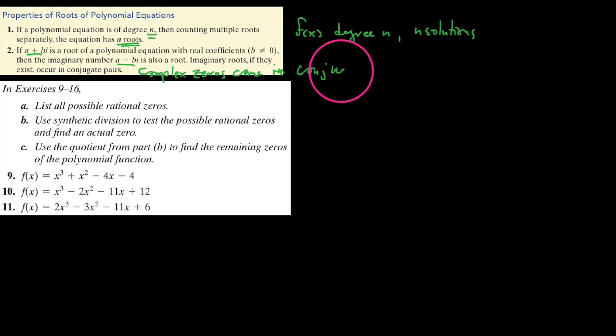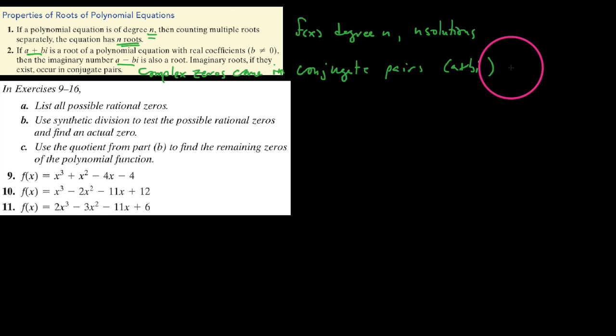Knowing these two things, we're going to keep them in mind when we go and find some zeros. We're just going to find the zeros of these. Some of them may be factorable, but we're going to start to look at things that aren't factorable, and the goal will be to use division to help us factor these. Let's read through the instructions. List all possible rational zeros. Use synthetic division to test them. Then use the quotient from part B to find the remaining zeros of the function.